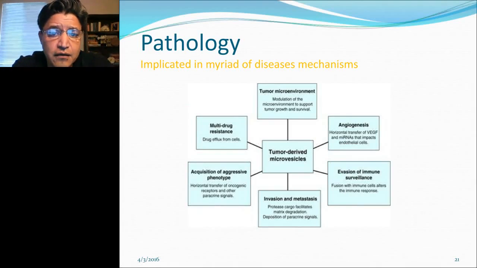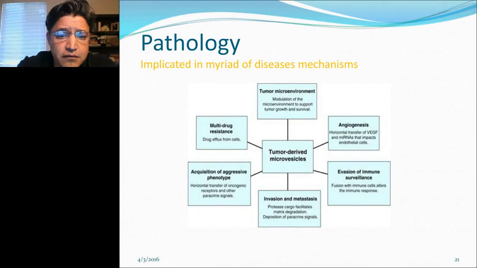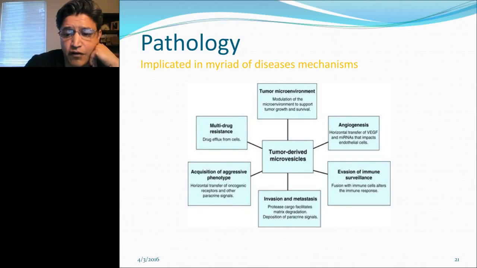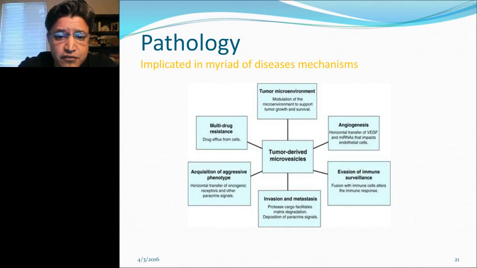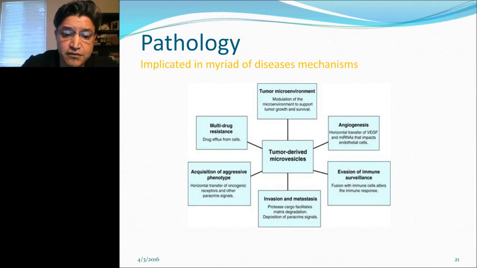Again, they're involved in many different disease mechanisms, and in particular here, there are examples of their involvement in cancer. These are activities or functions that were found in tumor-derived microvesicles. I'll go through them very quickly: modulation of the microenvironment to support tumor growth, horizontal transfer of VEGF and mRNAs and promotion of angiogenesis, evasion of immune surveillance, cloaking of tumor cells from the immune system. In invasion and metastasis, they carry protease cargoes that facilitate matrix degeneration.